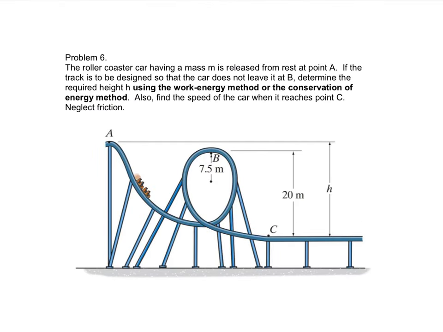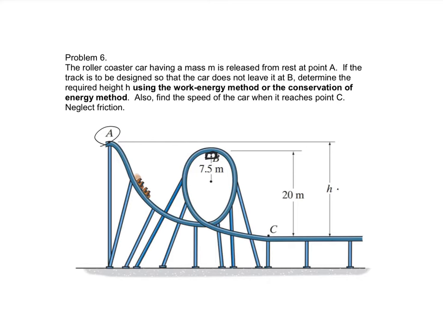Okay, so in this problem, we have this roller coaster that has a mass m, released from rest at point A. If the track is designed so that the car does not leave it at B, obviously we would want the cart to reach point B, to get up here, without leaving the track. Determine the required height H that A needs to start from so that the car does not leave it at B. Also find the speed of the car when it reaches point C.